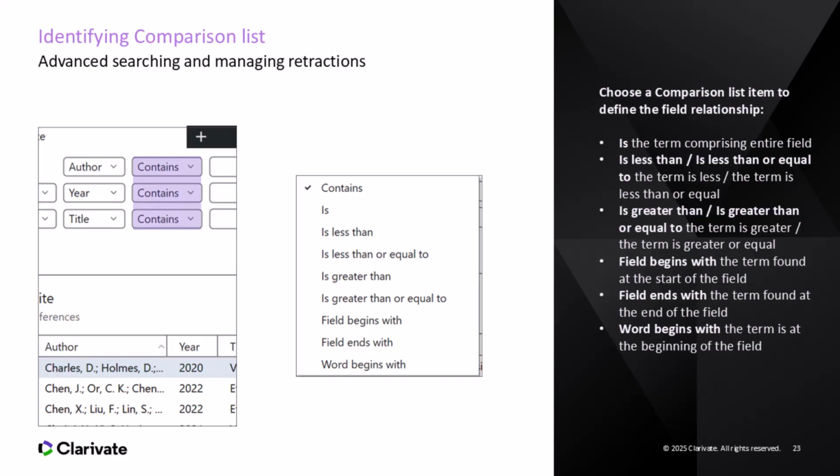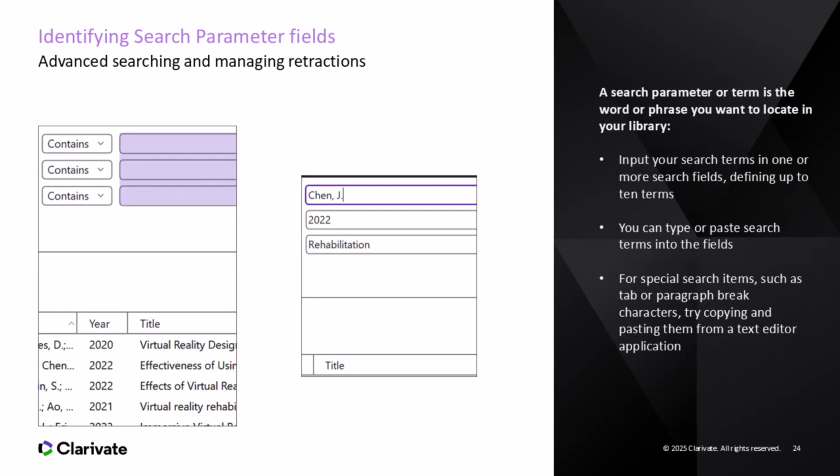highly specific criteria. Now that you've selected your field and comparison method, it's time to enter your search terms, also called search parameters. In EndNote 2025, you can define up to 10 search terms at once, each applied to a different field or using different comparison criteria. Simply type or paste your term into the search for field. You can even include special characters like tabs or paragraph breaks if you copy them from a text editor. This makes it easy to run complex searches that reflect the nuances of your library's structure and your research needs.